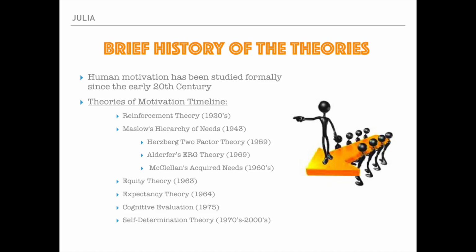Let's give a brief history of the theories. Human motivation has been studied formally since the early 20th century. A brief timeline of these theories includes the reinforcement theory from the 1920s, Maslow's hierarchy of needs in 1943, Herzberg's two-factor theory from 1959, Alderfer's ERG theory in 1969, McClelland's acquired needs theory in the 1960s, equity theory in 1963, expectancy theory of 1964, cognitive evaluation in 1975, and self-determination theory from the 1970s to the 2000s.